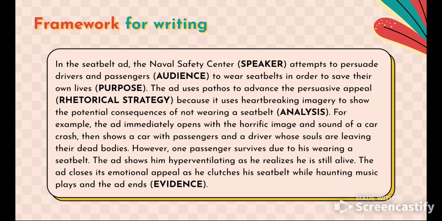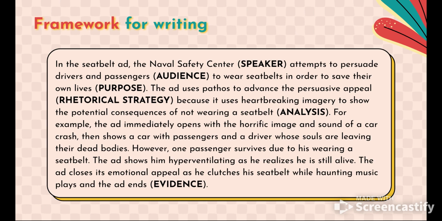So this is what it all should look like in a paragraph. In the seatbelt ad, that's just a little bit of context about what this piece of rhetoric is. The Naval Safety Center, that's the speaker, attempts to persuade drivers and passengers, that's the audience, to wear seatbelts in order to save their own lives. That's the purpose. So I've got speaker, audience, and purpose all in one sentence. The ad uses pathos to advance the persuasive appeal, that's the rhetorical strategy, because it uses heartbreaking imagery to show the potential consequences of not wearing a seatbelt. There's my analysis or explanation.